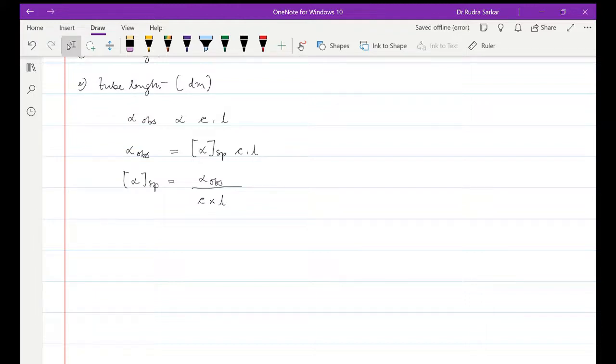Having said this, we can do some problems regarding the specific rotation. So what are these problems? Let's have a look.